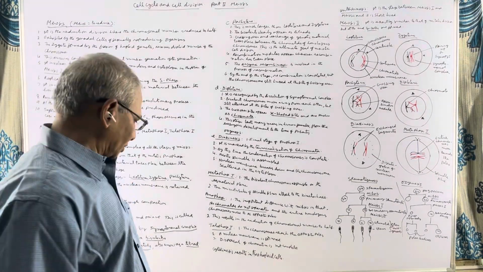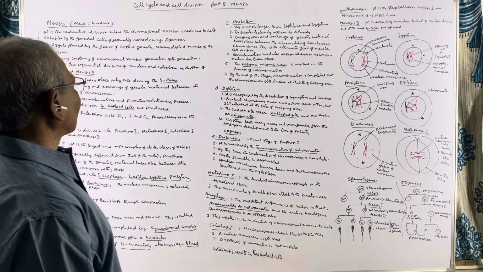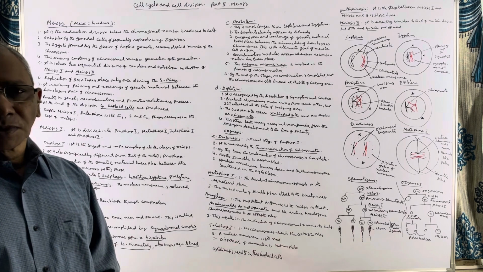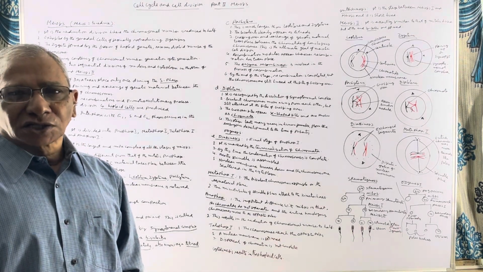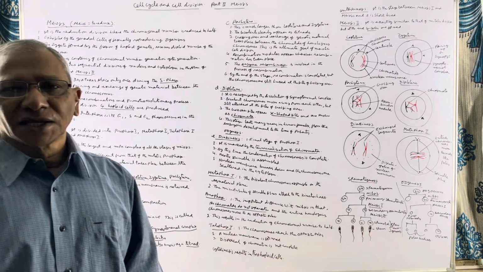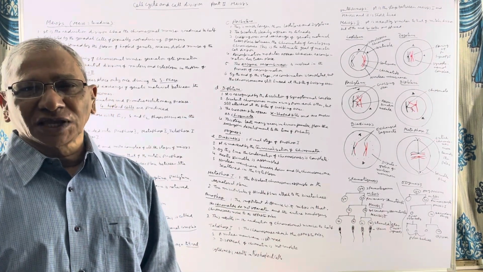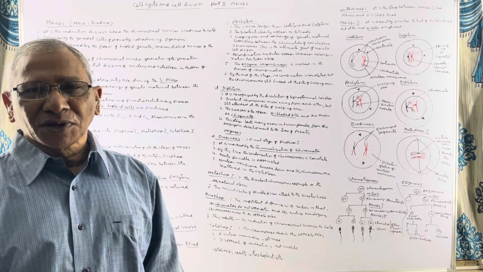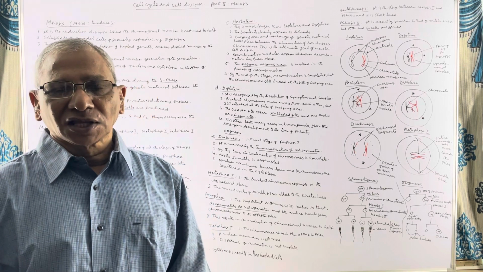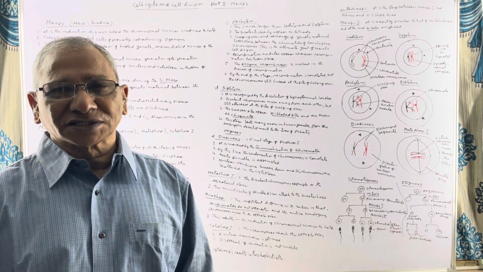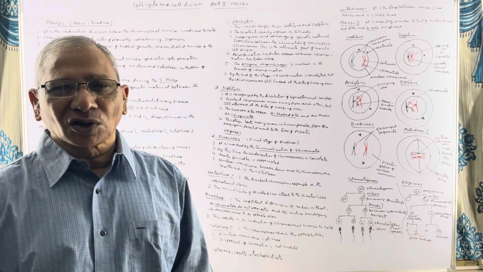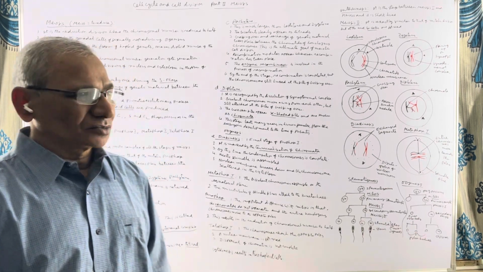Today I am taking up the topic cell cycle and cell division, part 2, meiotic division. Meiotic division is also known as reduction division. Meiotic division results in the reduction of the chromosomes to half in the daughter cells. The meiotic division is exhibited by the gonadal cells of all sexually reproducing organisms, and it is generally seen in all higher plants and animals.